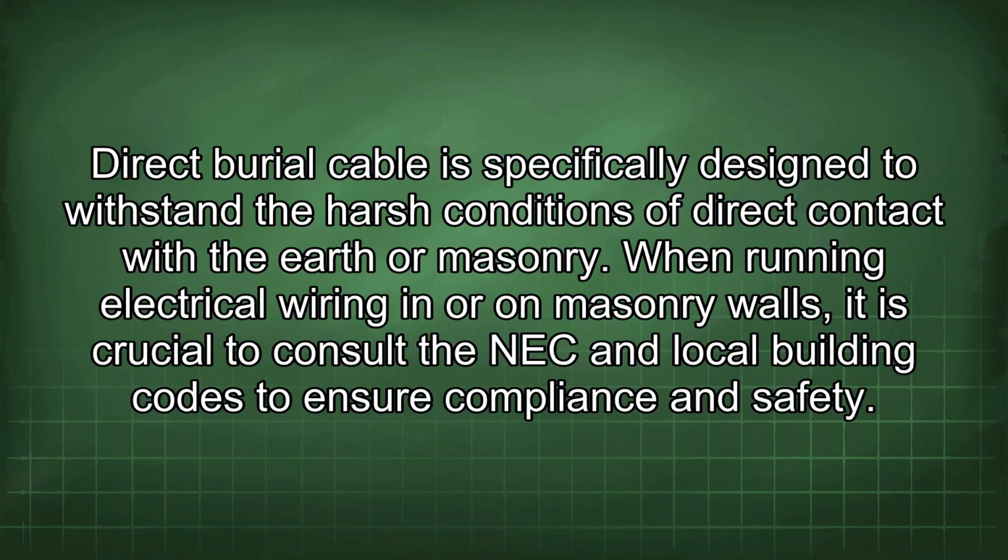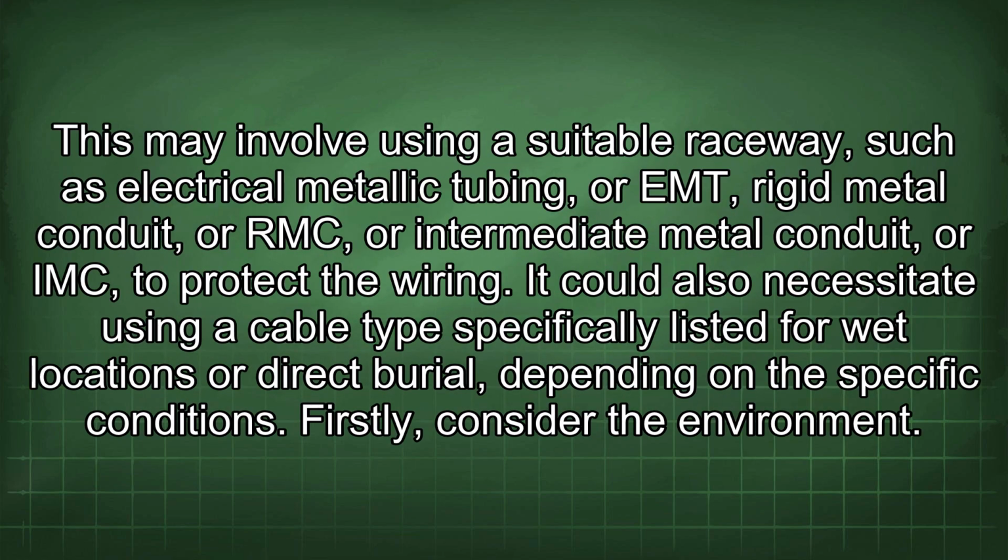When running electrical wiring in brick or masonry walls, it is crucial to consult the NEC and local building codes to ensure compliance and safety. This may involve using a suitable raceway, such as electrical metallic tubing, or rigid metal conduit, or RMC, or intermediate metal conduit, or IMC, to protect the wiring. It could also necessitate using a cable type specifically listed for wet locations or direct burial depending on the specific conditions. Firstly, consider the environment.